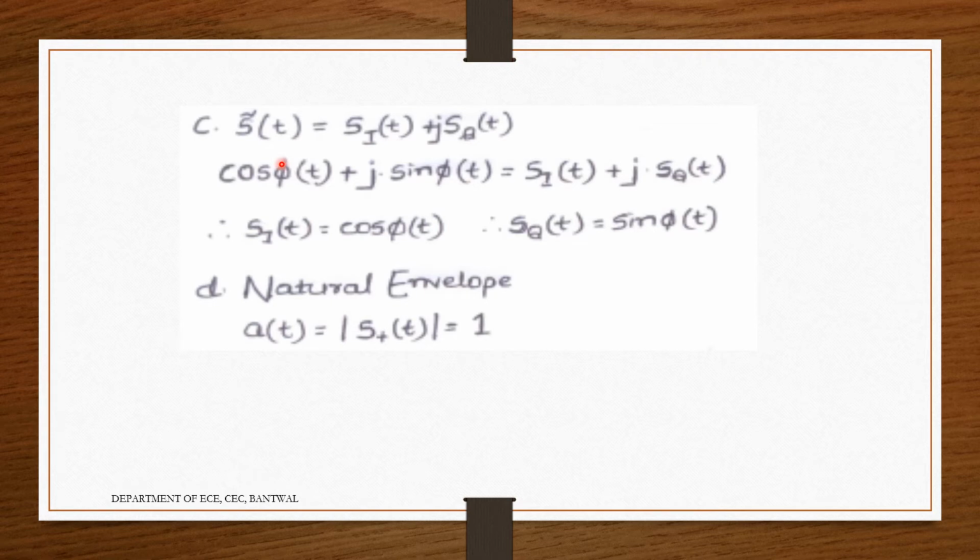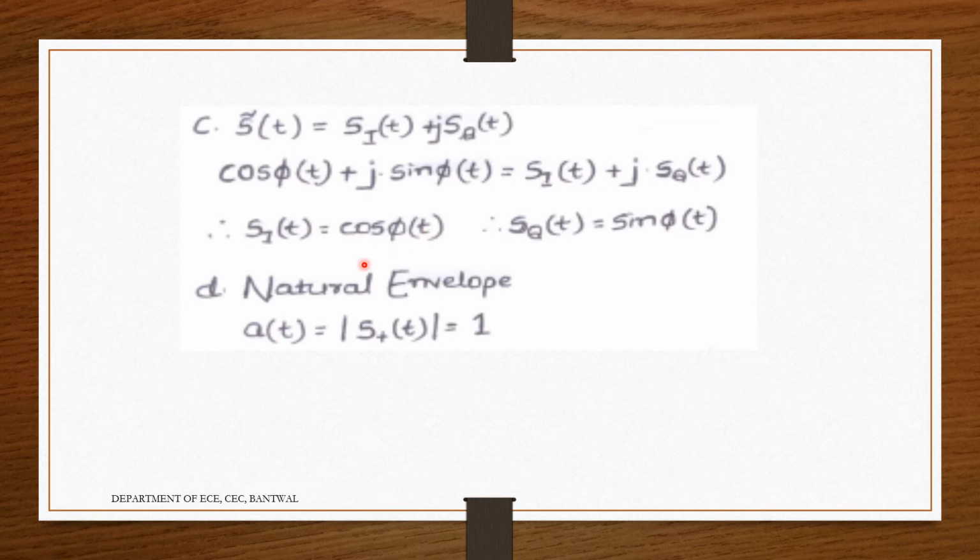Next, for s cap, we need to find the in-phase and the quadrature-phase components. S cap of t is nothing but Si of t plus j Sq of t. So what is the value of this one? Cos pi of t plus j sin pi of t is equal to Si of t plus j Sq of t. So just compare here. Si of t is nothing but cos pi of t and Sq of t is nothing but sin pi of t.